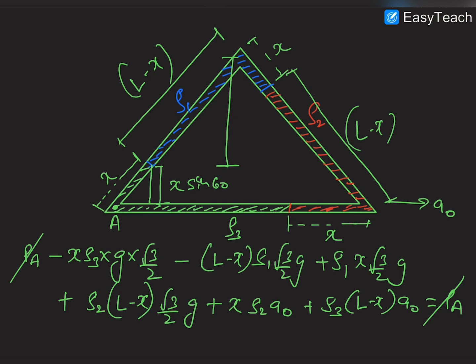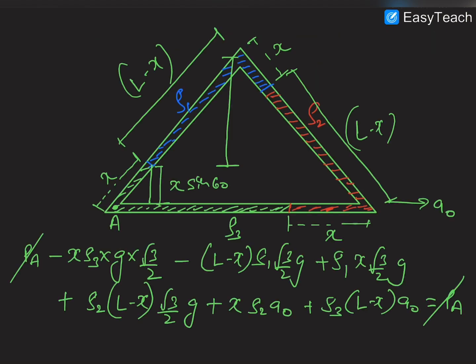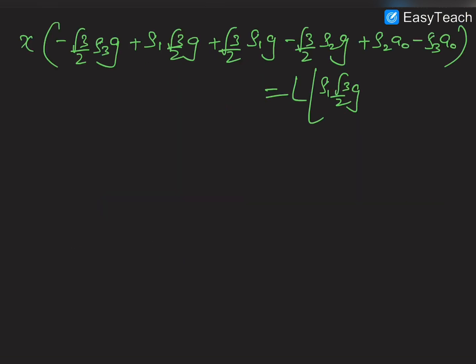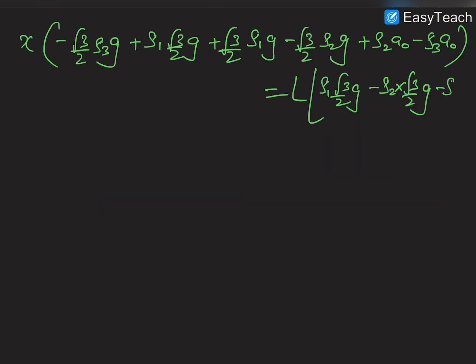and this will be equal to the terms of L. In the terms of L, at that side this term would be positive, so it would be L common, rho 1 into root 3 by 2 g, and this term will be minus rho 2 into root 3 by 2 g, and this term will be minus rho 3 a naught.